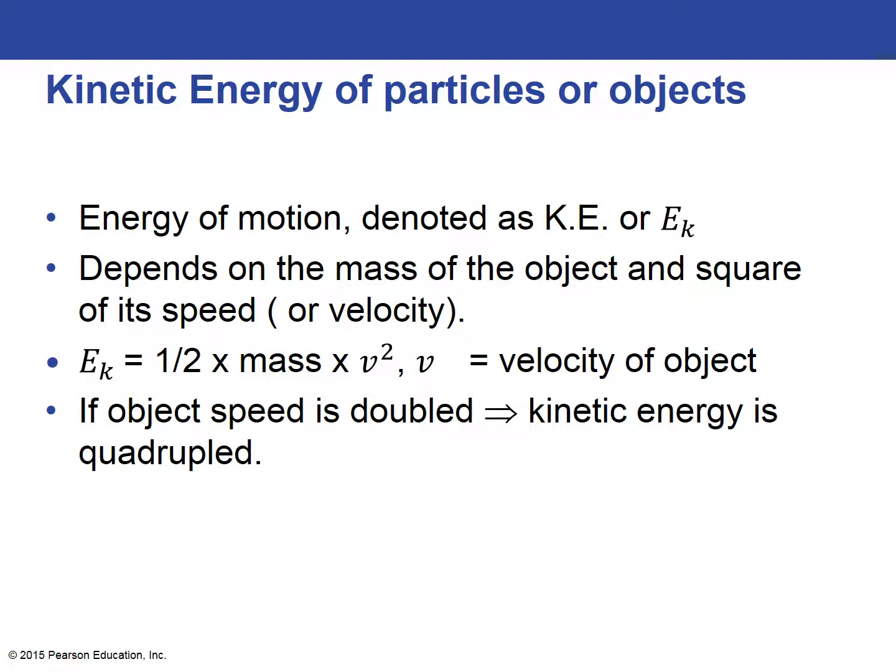Now, we don't need to worry: if we express the mass in kilograms and the velocity in meters per second, then the kinetic energy will be in joules. That's an important point to remember since we will always be calculating in those units. The other thing to note here is that if the speed of the object is doubled, then the kinetic energy is quadrupled.